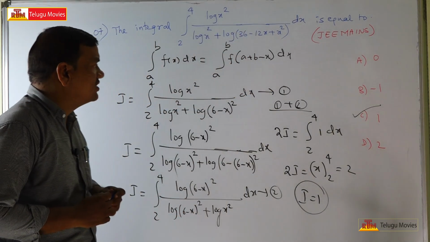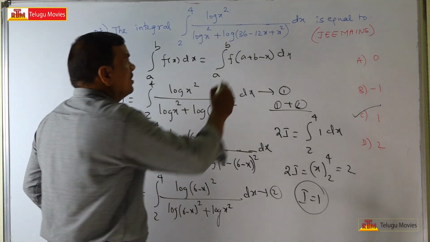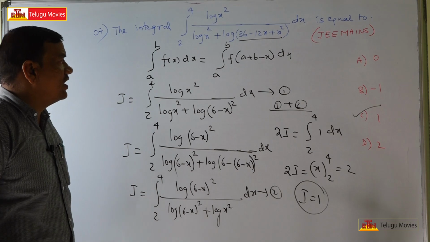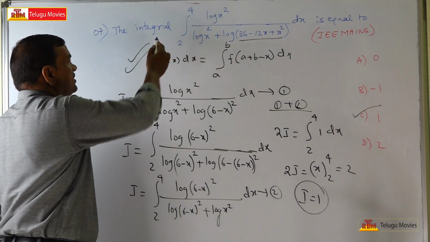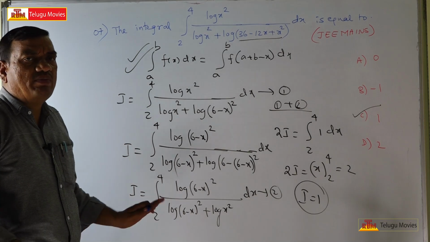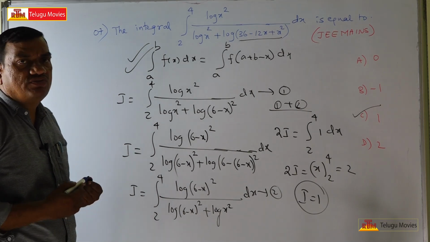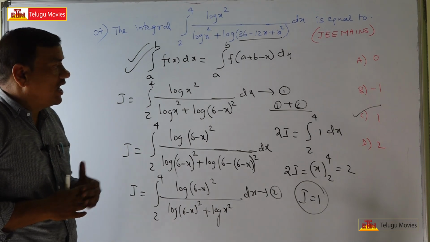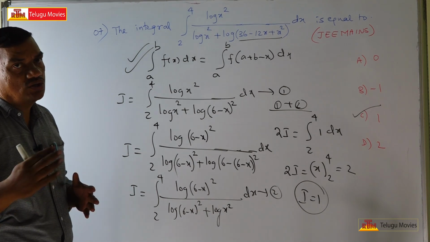The only thing is, the first thing is you have to get an idea that this can be written as 6 minus x whole square. After that, you have to get this property. If you know that property, the problem is very easy. So this was asked in the 2015 JEE Mains examination. I hope that you understand this solution. So let us go for the next problem.